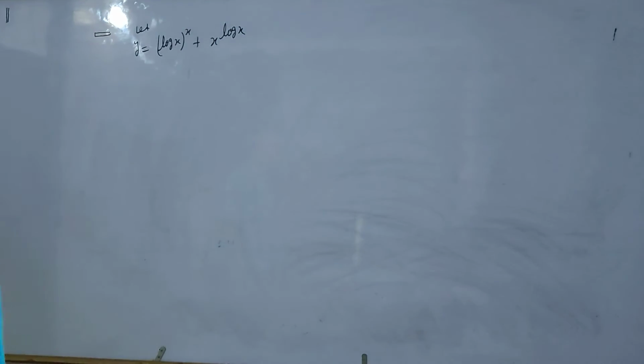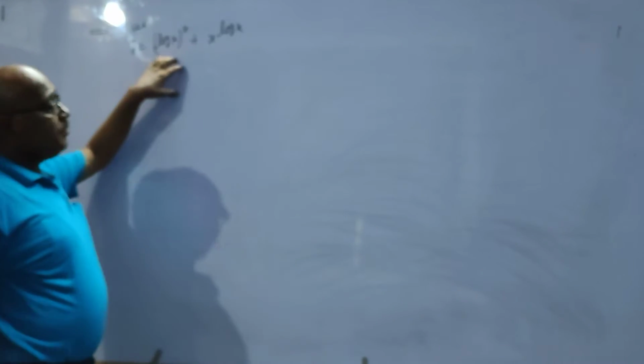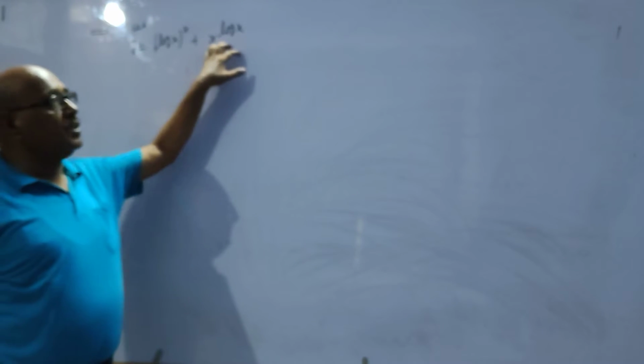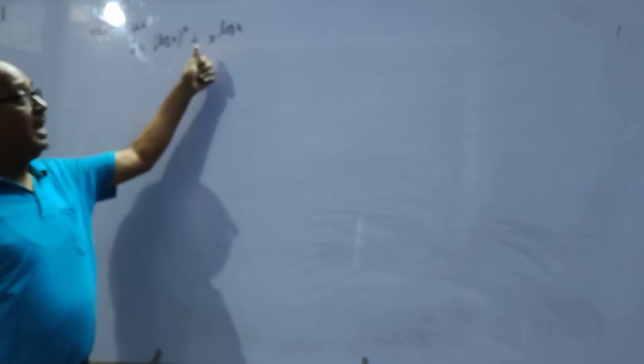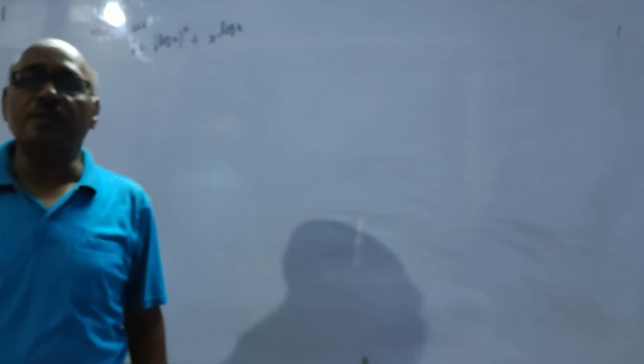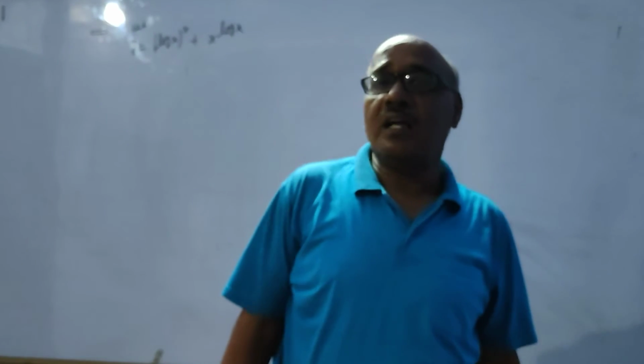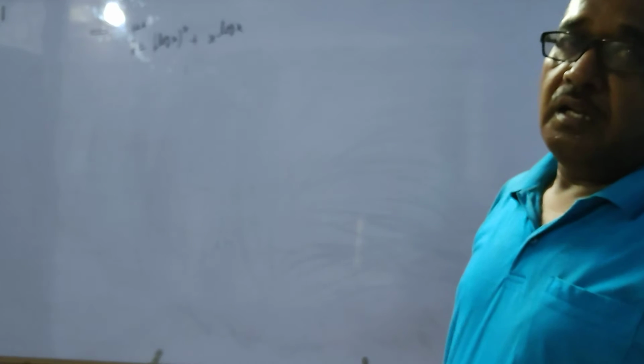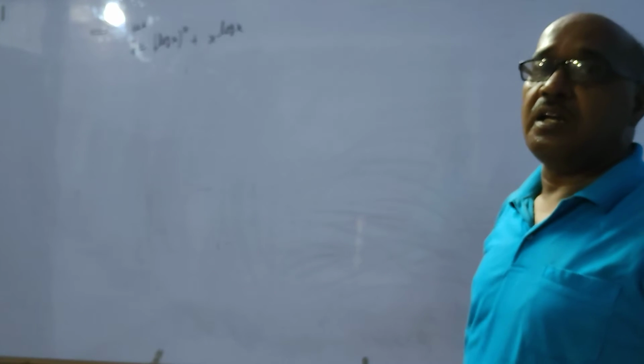Now here, which form is this one? One function is in the power of another function. Here also one function is in the power of another function. As there is a plus sign between them, you cannot take the log. Why can you not take the log? Because log of m plus n is not equal to log m plus log n. log of m into n is equal to log m plus log n.